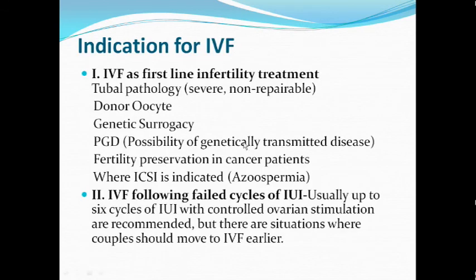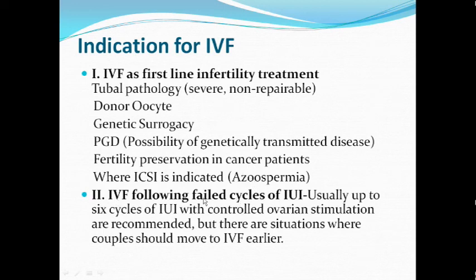What are the indications? So IVF as a first line, you can go for IVF in case of severe tubal pathology or non-repairable tubal pathology, if donor oocytes are required, if gestational surrogacy is required, if there is a possibility of genetically transmitted disease, for fertility preservation in cases of cancer patients, and in case of severe male factor or azoospermia.